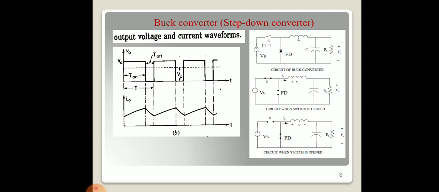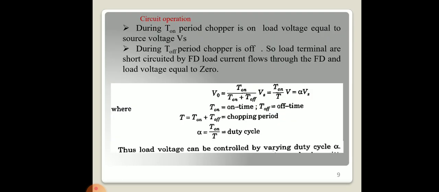When the switch is closed, current flows through the source, load and inductor. When the switch is open, current flows through the freewheeling diode. During T on time, the load voltage equals the source voltage, and during T off time, because the load is short circuited by the freewheeling diode, the output voltage is 0.